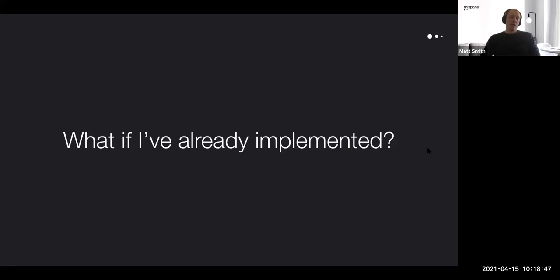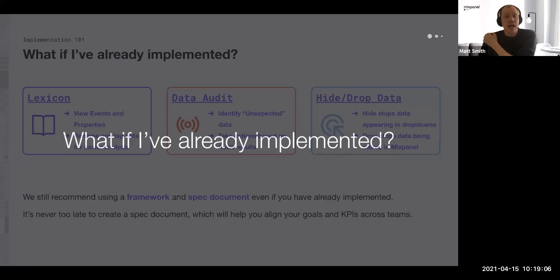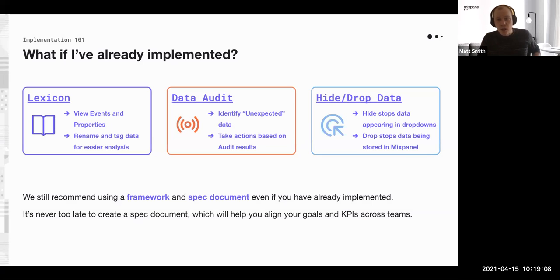Moving on from that, we're now into what have I already implemented. So probably a question for a lot of you would be, I've already got data, I've already got some sort of thing. Now, first thing I would say is that basically what we've already talked about, you can still do. Because if you've already implemented, we would still recommend going back and looking at a framework and a spec document and thinking to myself, okay, I already have all of this data. What can I do within that? What can I take a look at?